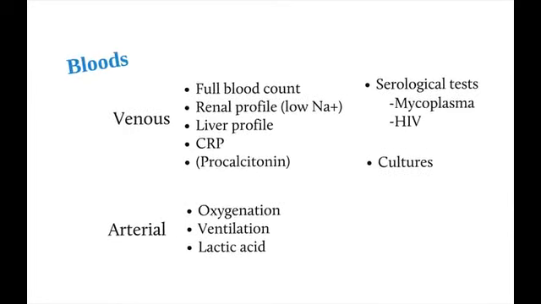Bloods, you definitely want venous bloods, where you want to check the full blood count, the haemoglobin, and all of the white cells. A neutrophilia suggests a bacterial process.